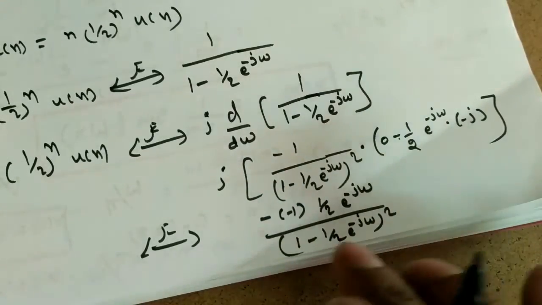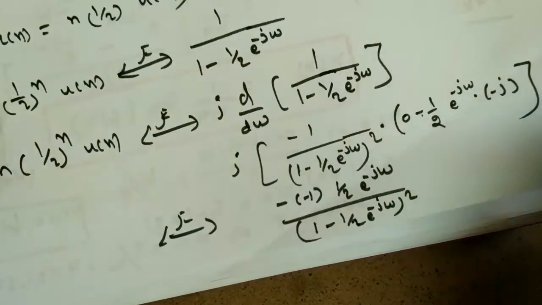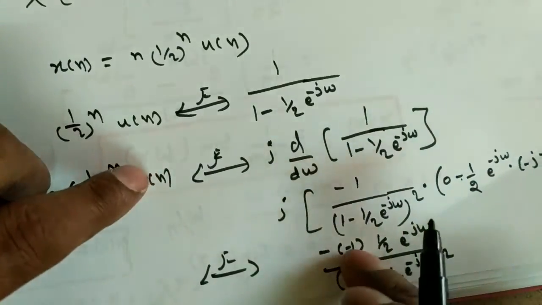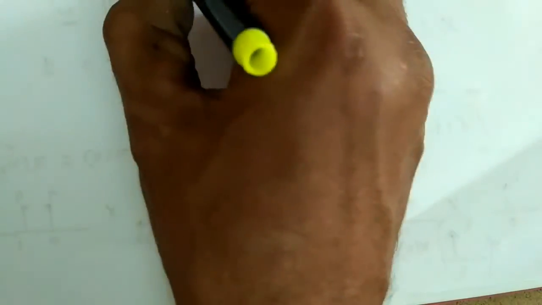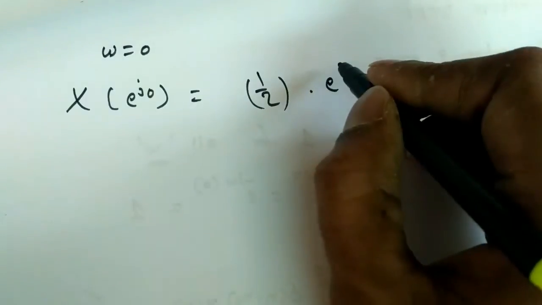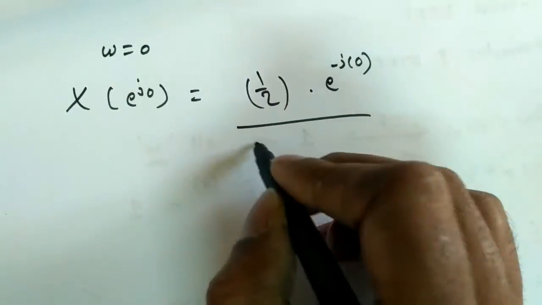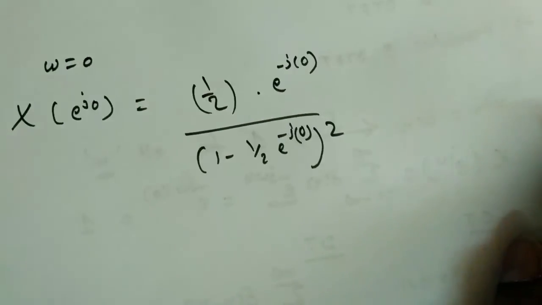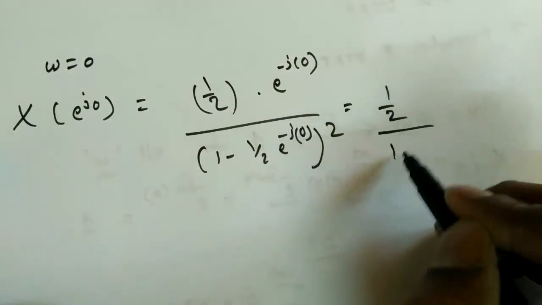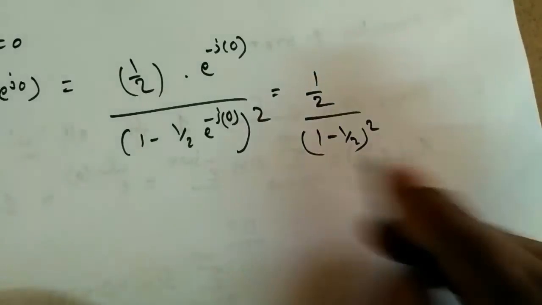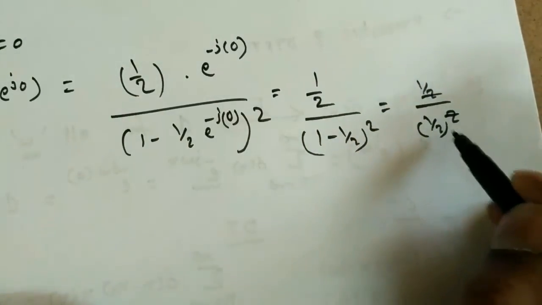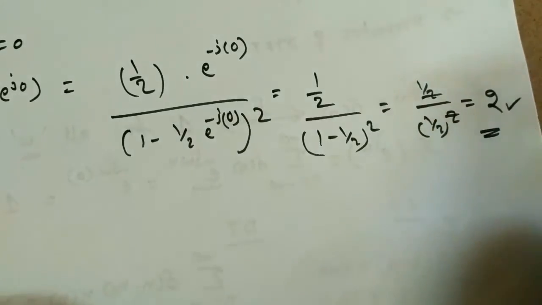But we don't require this one, so we'll just substitute 0 in this Fourier transform. If I substitute omega equal to 0, x of e power j 0 will become: minus minus will be plus, so 1 by 2 into e power minus j into 0, by (1 minus 1 by 2 e power minus j into 0) whole square. So e power 0 means 1, so 1 by 2 by (1 minus 1 by 2) square. 1 minus 1 by 2 means 1 by 2, whole square, so 1 by 2 by (1 by 2) whole square. So 1 by (1 by 2), the value is 2, right?